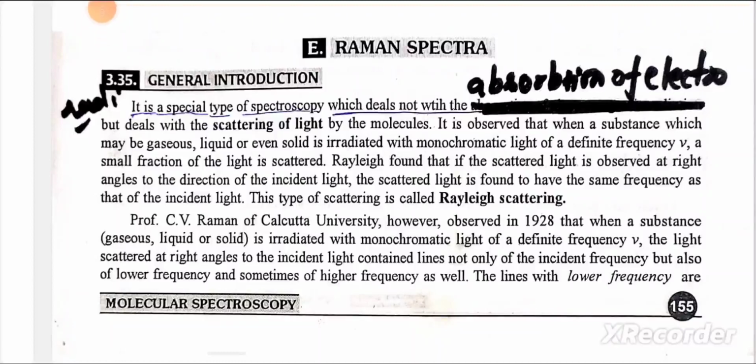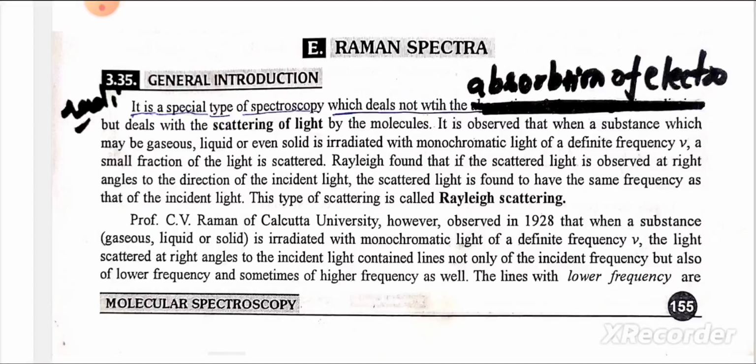Raman Spectra Introduction. It is a special type of spectroscopy which deals not with the absorption of electrons but with the scattering of light by the molecules. It is observed that when a substance, which may be gaseous, liquid, or even solid, is irradiated with monochromatic light of a definite frequency mu, a small fraction of the light is scattered.